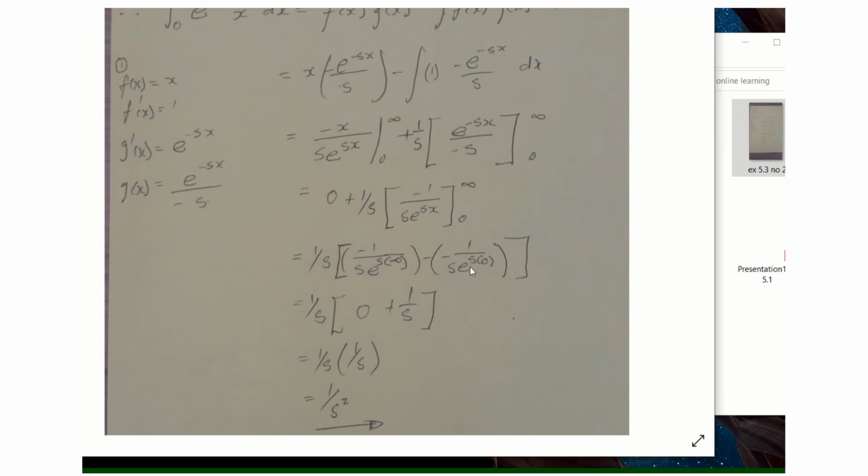On this side, any number raised to 0 is a 1. So which means we're left with a negative multiplied with a positive, which is a plus, as well as 1 over s. Add it to 0, you still get 1 over s. Multiply the 2, 1 over s squared.